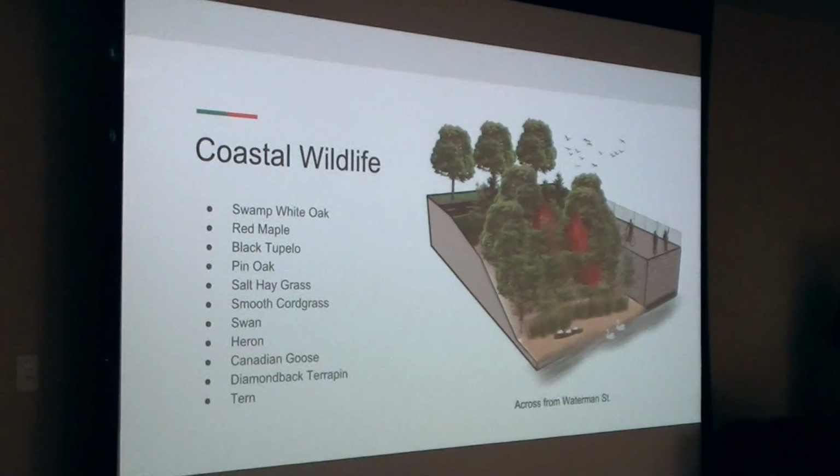Another example of coastal wildlife, and these plants will have more drought resistance and also salt resistance as you get away from the salt water. So you're going to have more plants like swamp white oak, red maples, black tupelos, salt hay grasses, and smooth cordgrass, which are the main beach marsh grasses found in the area, as well as swans, which everybody's probably had a run-in with, heron, Canadian geese, diamondback terrapin, and terns.